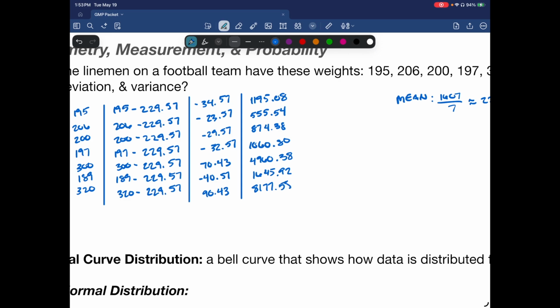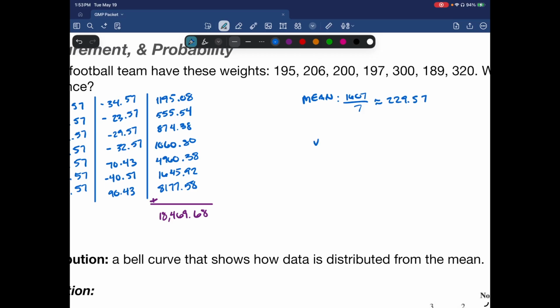8177.58. All right, so that's all your squares. You're going to add them all up, and you get 18,469.68. All right, so I'm going to take that and I'm going to get my variance, which is 18,469.68 over 7. And that's going to give me an answer of 2638.53.